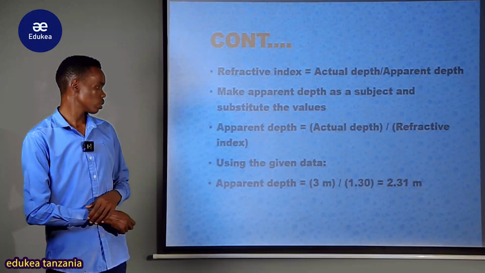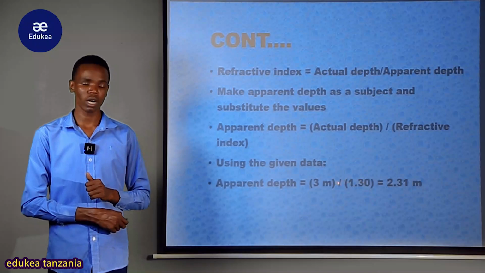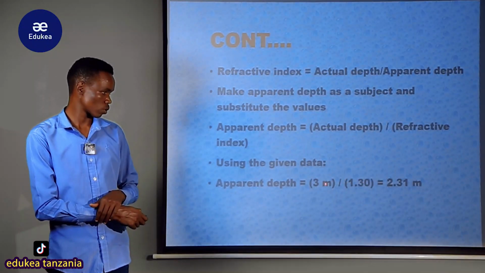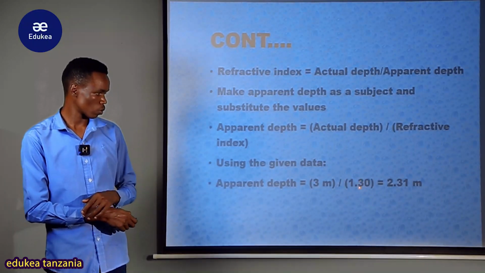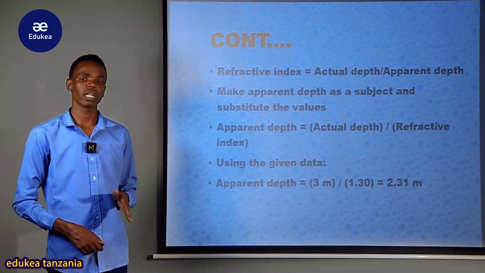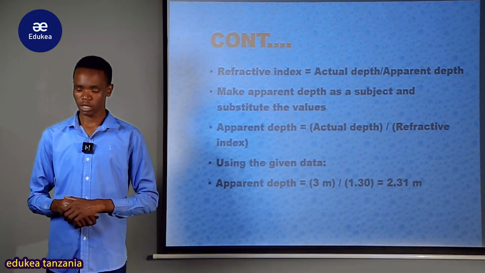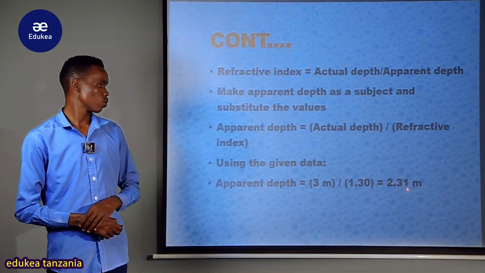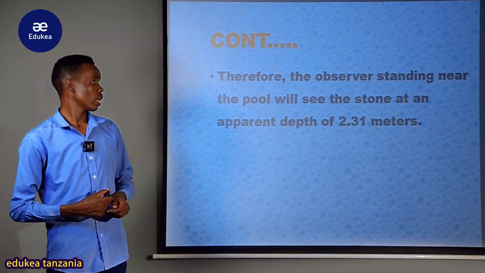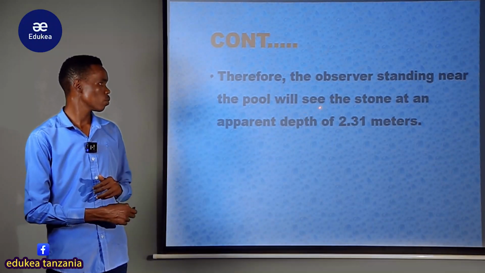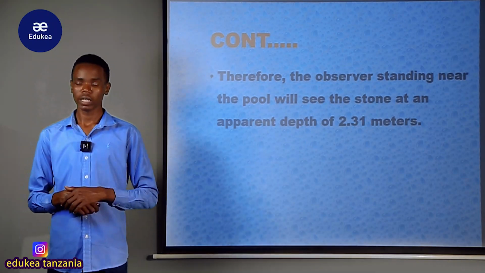Now, as you see here, my dear student, we have substituted: in the place of the real depth, or the actual depth, we have written 3 meters, and in the place of the refractive index, we have substituted 1.3. After that, you can divide, and after dividing, you get that the apparent depth of the stone is equal to 2.31 meters. Now, you can conclude, my dear student, by saying that therefore, the observer standing near the pool will see the stone at an apparent depth of 2.31 meters, and this will be the answer of question number 10.